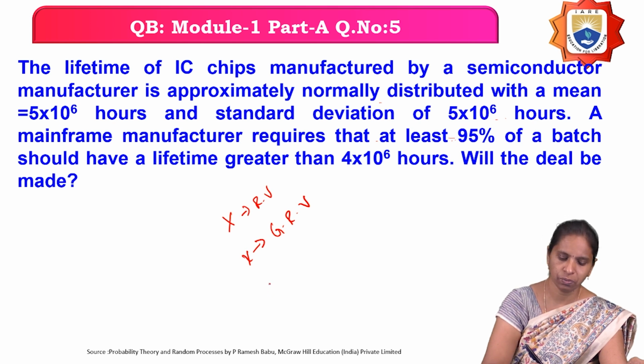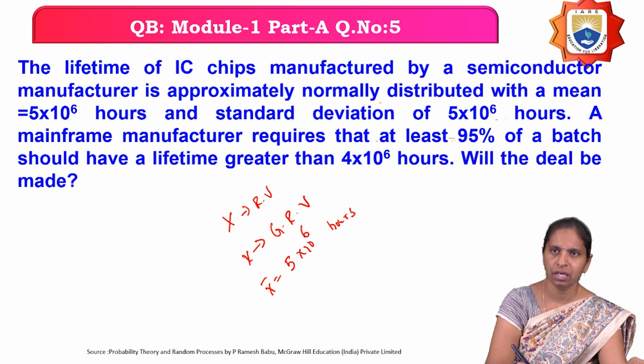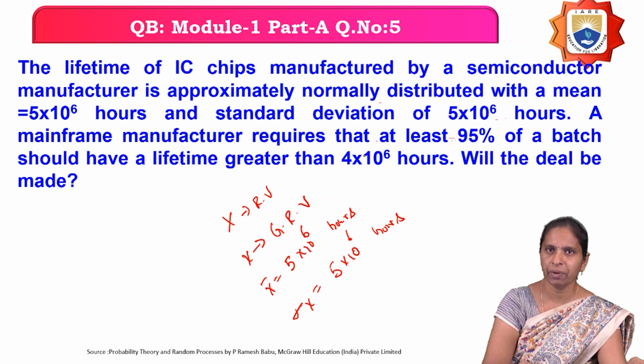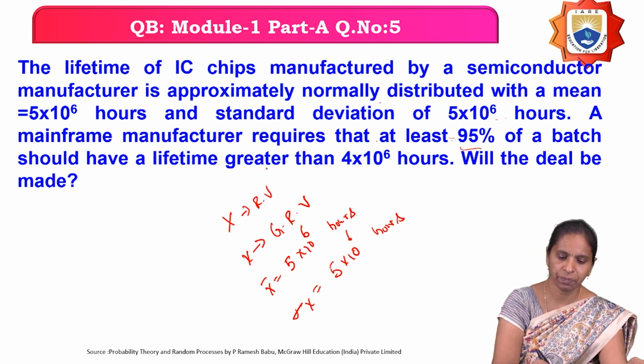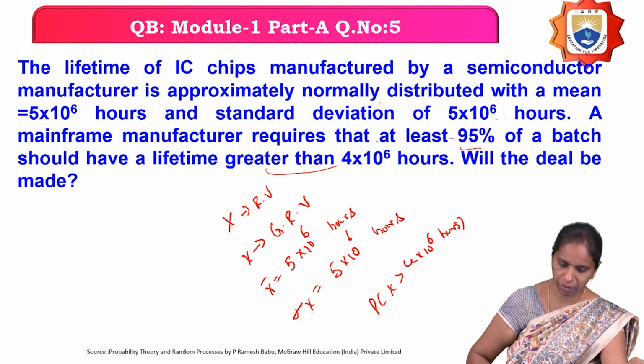And what are they given? The mean of the lifetime of the IC chip, X bar, equals 5 into 10 power 6 hours. And the standard deviation sigma x is also the same, 5 into 10 power 6 hours. Next, what you have to calculate? The mainframe manufacturer requires that at least 95% of a batch should have a lifetime greater than 4 into 10 power 6 hours. Then you have to calculate whether the deal will be made or not.